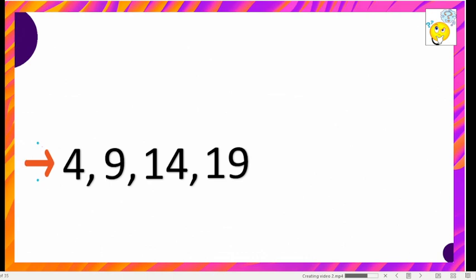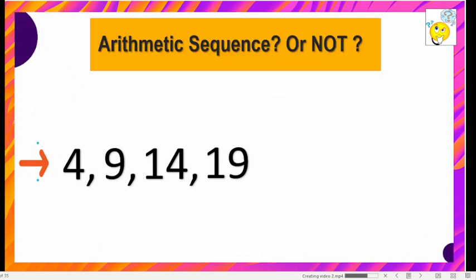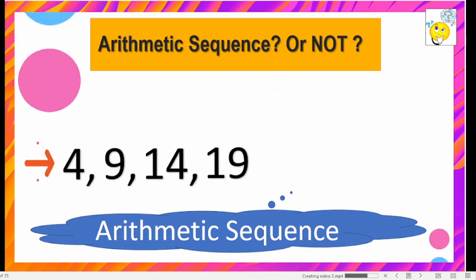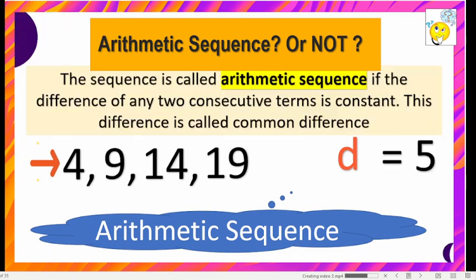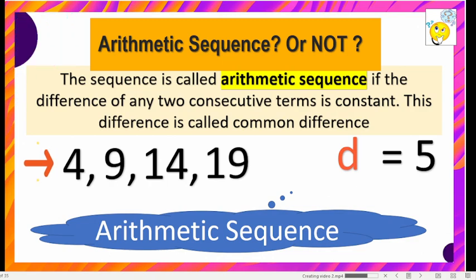Four, 9, 14, 19. Is it an arithmetic sequence or not? Yes, it is an example of an arithmetic sequence. The common difference is 5. The sequence is called an arithmetic sequence if the difference of any two consecutive terms is constant. This difference is called the common difference.